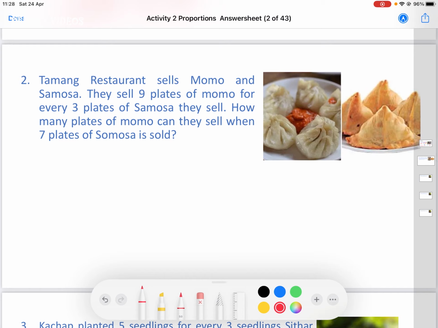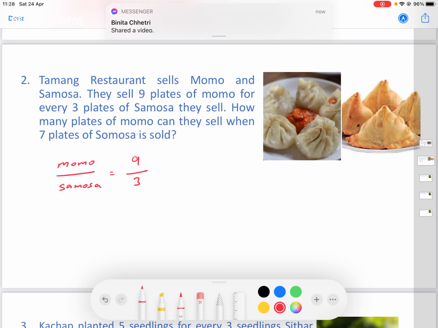The second question, Tamang restaurant sells momo and samosa. They sell 9 plates of momo for every 3 plates of samosa they sell. How many plates of momo can they sell when 7 plates of samosa is sold? Here the ratio is between momo and samosa. And the ratio is 9 plates of momo for 3 plates of samosa. And we want to find if 7 plates of samosa is sold, how many plates of momo can be sold.